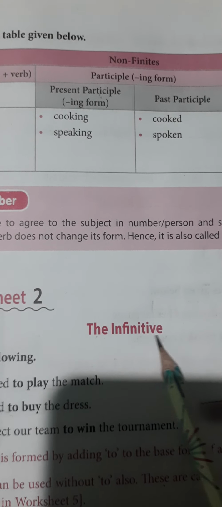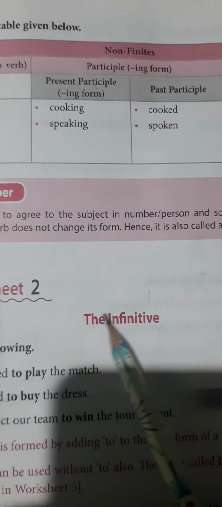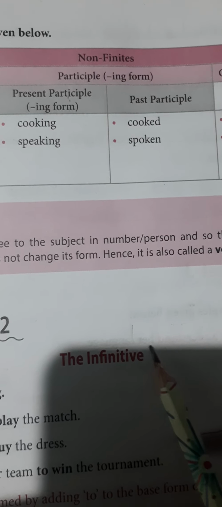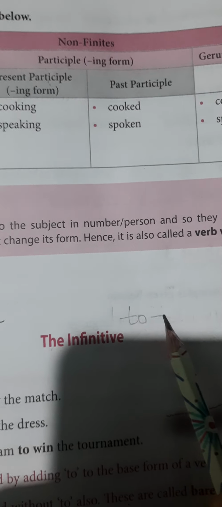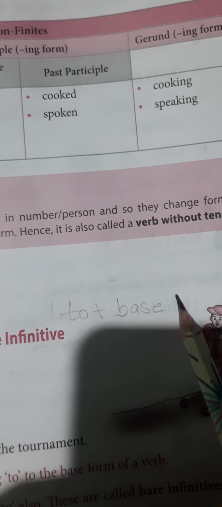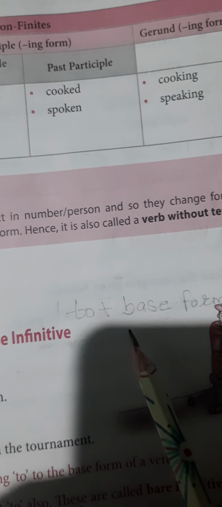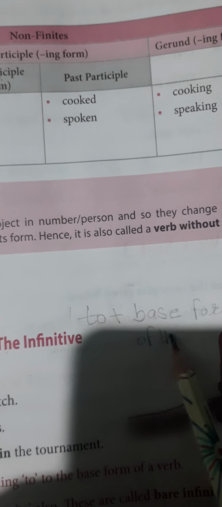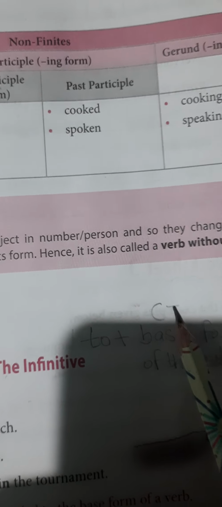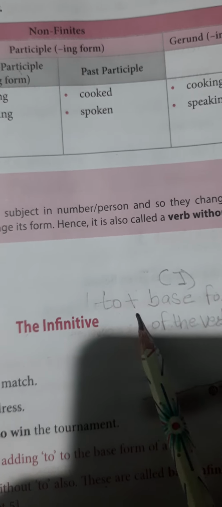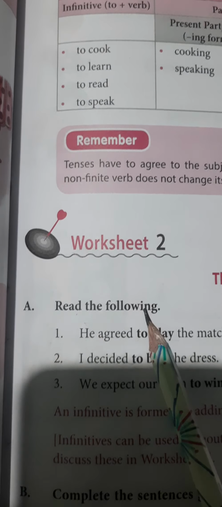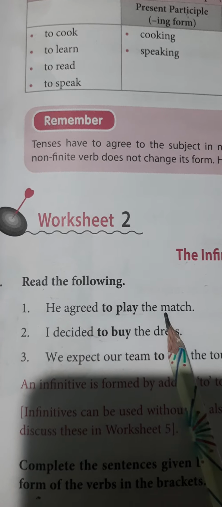What is the infinitive? What do you mean by the term the infinitive? So, infinitives are related to to plus the base form of the verb. Now, what is the base form? Base form is the first form of the verb. To plus base form of the verb is called infinitive. Read the following: He agreed to play the match.